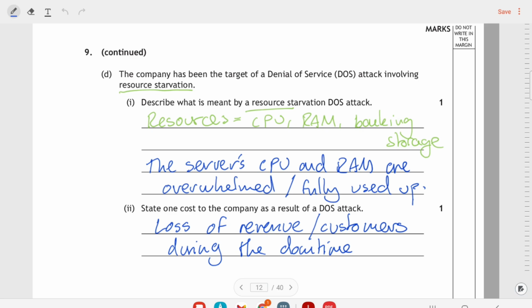So if that's being starved, remember that a DOS attack is when you've got too many connections, the server kind of grinds to a halt. So the server CPU or RAM or backend storage are being overwhelmed, they're being fully used up. So the starvation would be that they're being fully utilised, and they can't handle any more requests. It says to state one cost to the company as a result of the DOS attack, and the most obvious one is they're going to lose revenue. They're going to lose customers if their website is offline. If their website goes down for a few hours because they've had a DOS attack, then they're going to lose a lot of money.